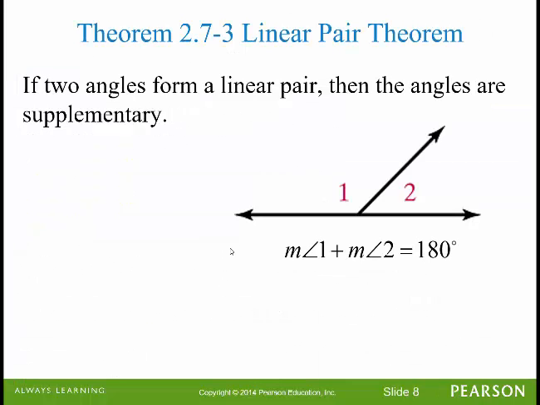All right, let's talk about the linear pair theorem. If two angles form a linear pair, then their angles are supplementary. So linear pairs means the two angles on each side here sum to 180 degrees. So the measure of angle 1 plus the measure of angle 2 has to be 180 degrees.